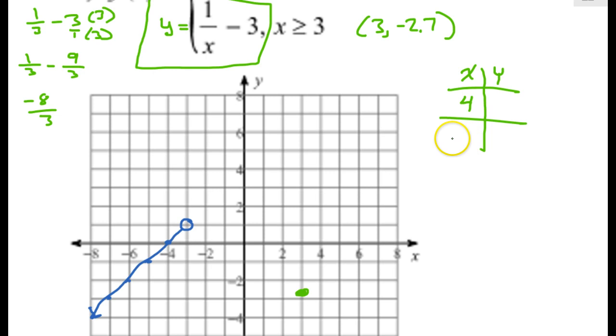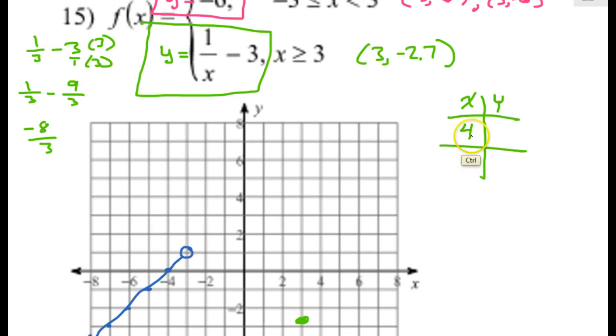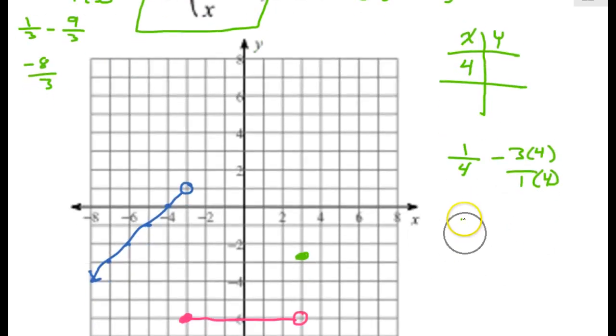Okay, I don't want to do a bunch of these, so I think I'll just do one more point. So let's see what happens at 4. So at 4, I'm going to have 1 over 4. Alright, I'm still looking at this function right here. So that's 1 over 4 minus 3. And again, I'm going to need like denominators. This is kind of annoying. Okay, so that's going to be 1/4 minus 12/4. So that's negative 11/4.